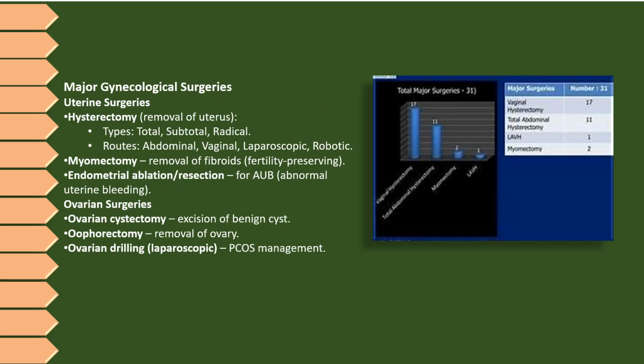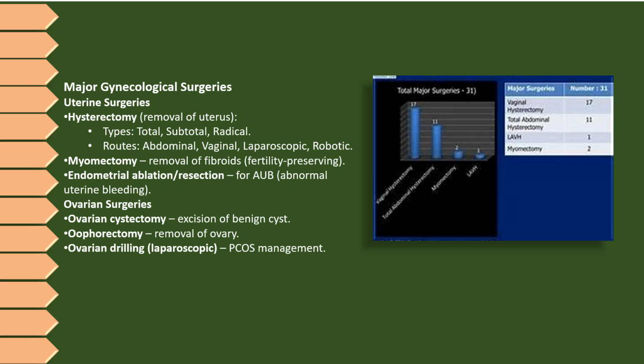Now let's move on to the major gynecological surgeries. The most well-known procedure is the hysterectomy, which is the surgical removal of the uterus. Depending on the indications, this can be total, subtotal, or radical. The routes to approach the uterus are abdominal, vaginal, laparoscopic, and robotic. The route of surgery can also vary according to patient suitability and the surgeon's approach.